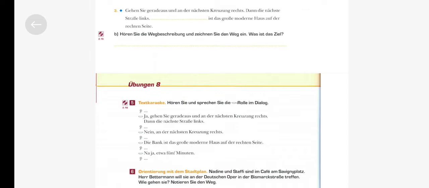Gehen Sie an der zweiten Kreuzung rechts. Gehen Sie geradeaus bis zur dritten Kreuzung, dann links. Der Bahnhof ist an der nächsten Kreuzung rechts.